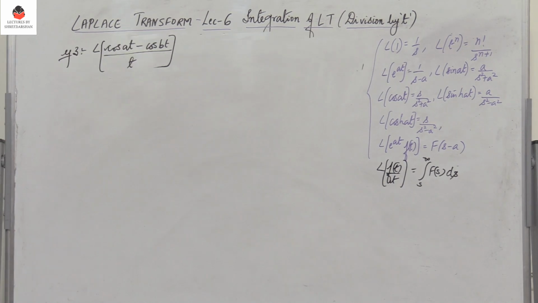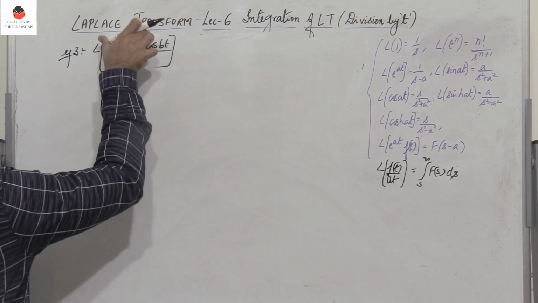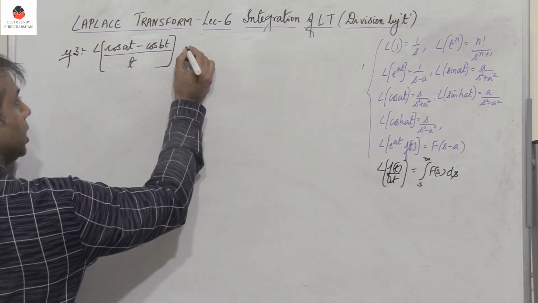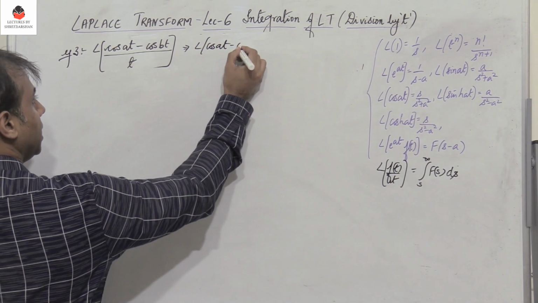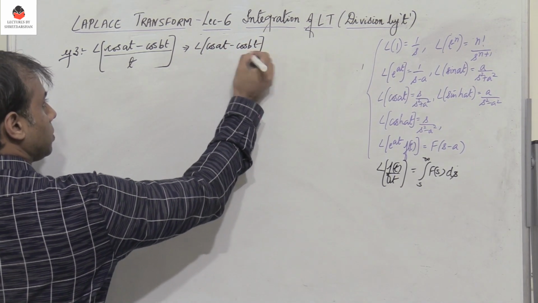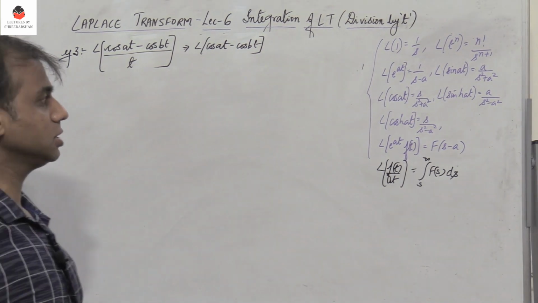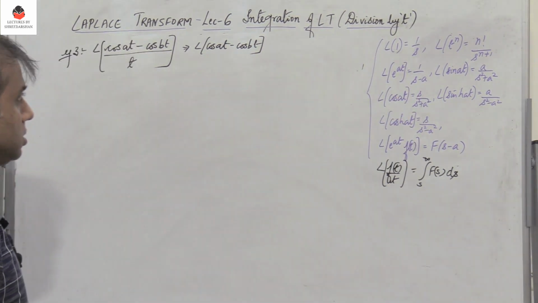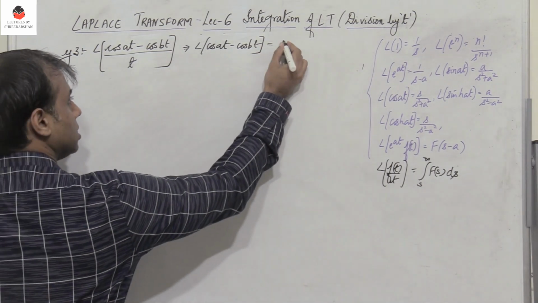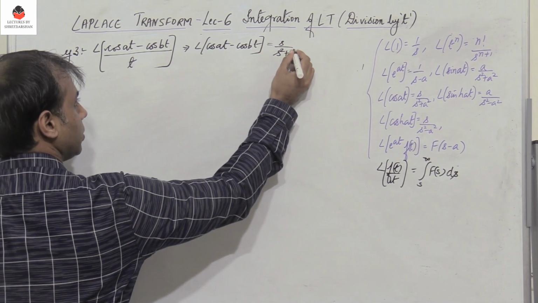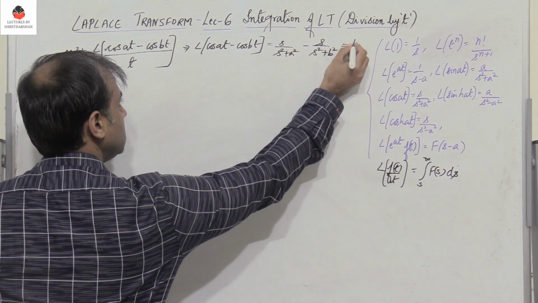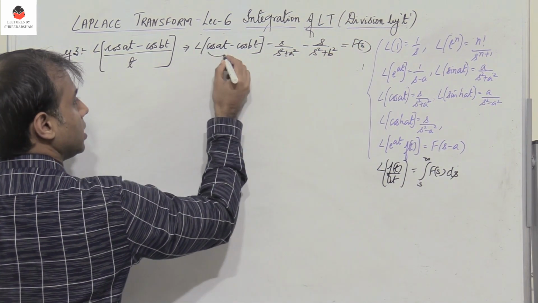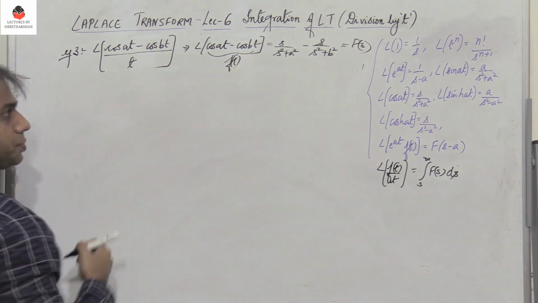Now find the Laplace transform of cos at minus cos bt divided by t. Again, first consider the numerator. We have to find the Laplace transform of cos at minus cos bt. We know that the Laplace transform of cos at is s by s square plus a square. So this is going to be s divided by s square plus a square minus s divided by s square plus b square, and this is f of s because we are considering this as f of t.